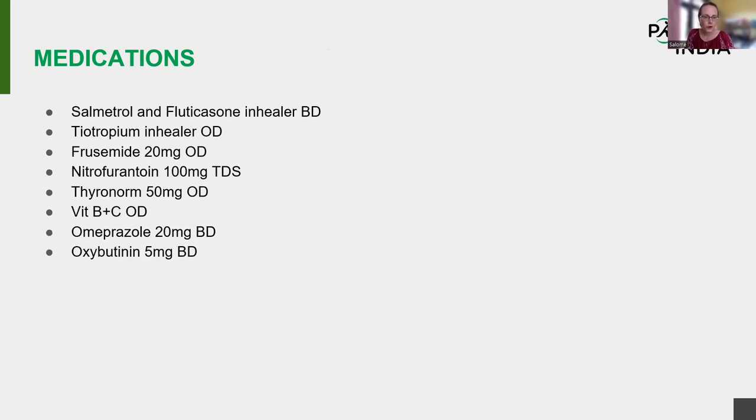So the current medications: salmeterol and fluticasone inhaler, BD, tiotropium inhaler, OD, furosemide 20 milligram OD, nitrofurantoin 100 mg TDS, thyronorm 50 milligrams OD, vitamin B and C OD, omeprazole 20 milligrams BD, and oxybutynin 5 milligrams BD for her bladder function.